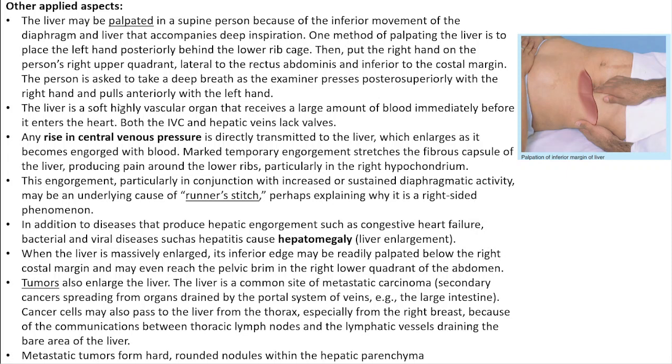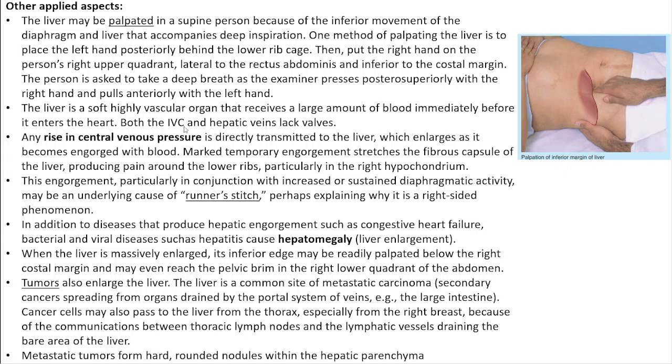And liver is a soft and highly vascular organ which receives a large amount of blood immediately before it enters the heart. How? Because it is receiving portal blood coming from the intestine. So the total volume of blood coming from the portal circulation is as much as 1200 ml per minute. So this large volume of blood, 1.2 liters every minute, is entering the liver before it is going to enter the heart. And it is going to leave the liver via hepatic veins and IVC.